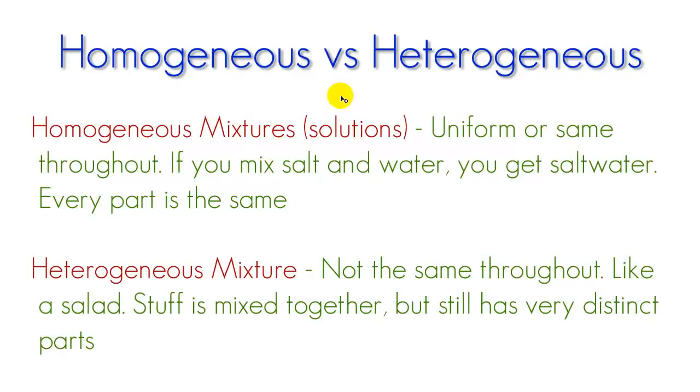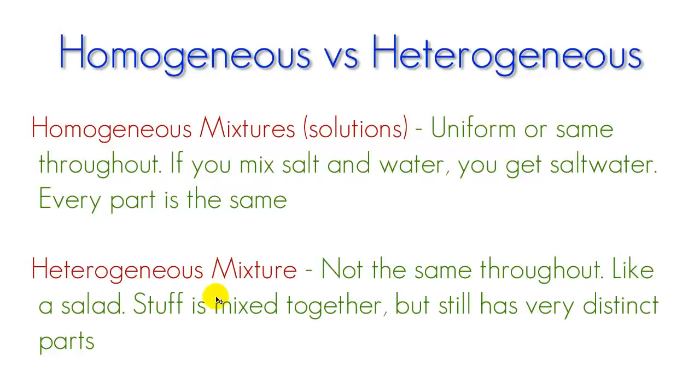Homogeneous mixtures are sometimes called solutions because they're uniform or same throughout. For example, if you took some salt and you threw it into a cup of water and you shook it up real good, then you would have salt water. Now, whether you took a sample from the top of the glass or the bottom of the glass or somewhere in the middle, you're always going to have salt water. It's not going to change whether you take a little bit, a lot. It's all salt water. There's nothing you can do about it.